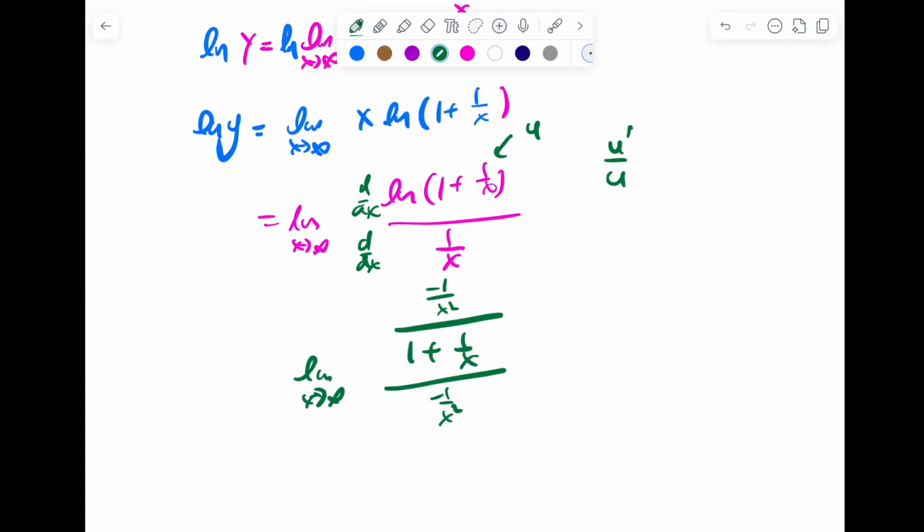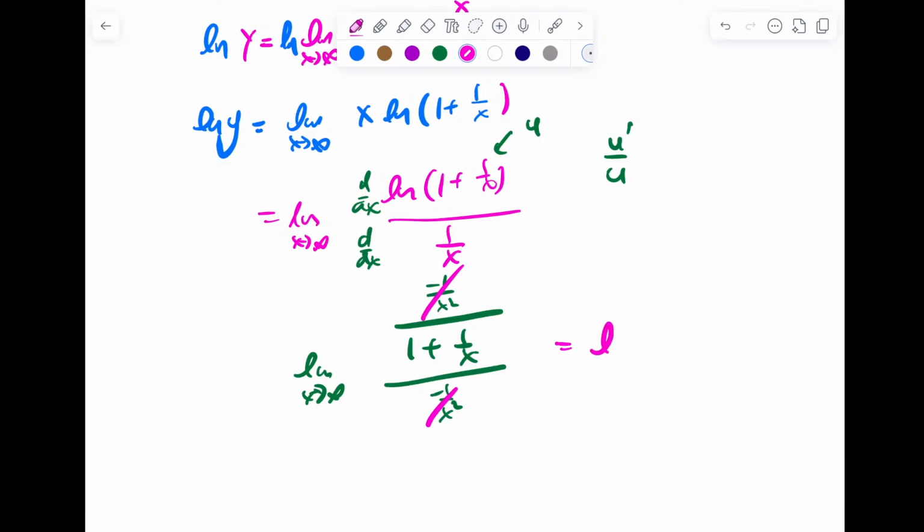What's interesting to see is this cancels out. That's equal to the limit as x approaches infinity of 1 over 1 plus 1 over x. Now when x goes to infinity, this will become 1. But the answer is not 1. The answer, according to Peter Griffin, is e.